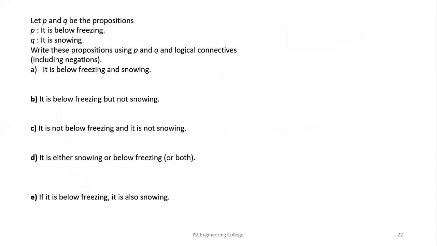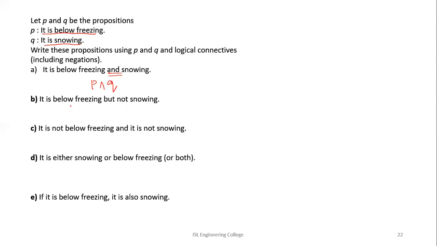Next example. In the next examples, the propositions have been given, but instead of the propositions that were given earlier, we have been given sentences and we are supposed to write the propositions for the following. So the propositions are the following: it is below freezing, it is snowing, which are P and Q. Now, the first example is it is below freezing and snowing. So if you check which one is the connective, it is and. We know it is a conjunction, so P and Q.